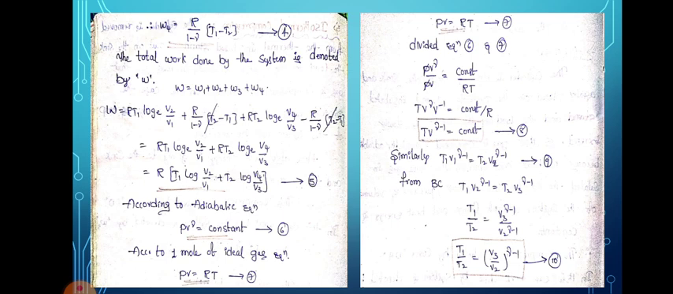Similarly, T1 V1 to the power of gamma minus 1 is equal to T2 V to the power of gamma minus 1.